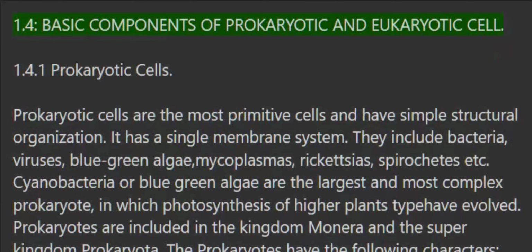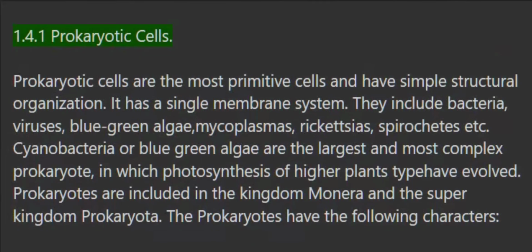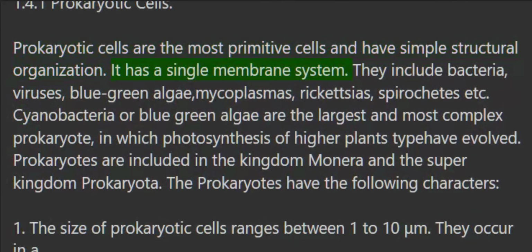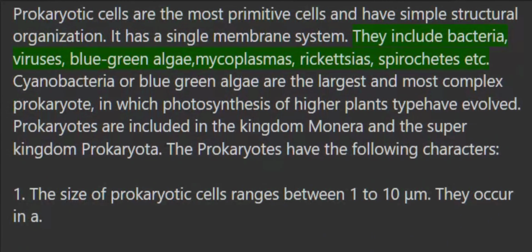1.4 Basic components of prokaryotic and eukaryotic cell. 1.4.1 Prokaryotic cells. Prokaryotic cells are the most primitive cells and have simple structural organization. It has a single membrane system. They include bacteria, viruses, blue-green algae, mycoplasmas, rickettsias, spirochetes etc.